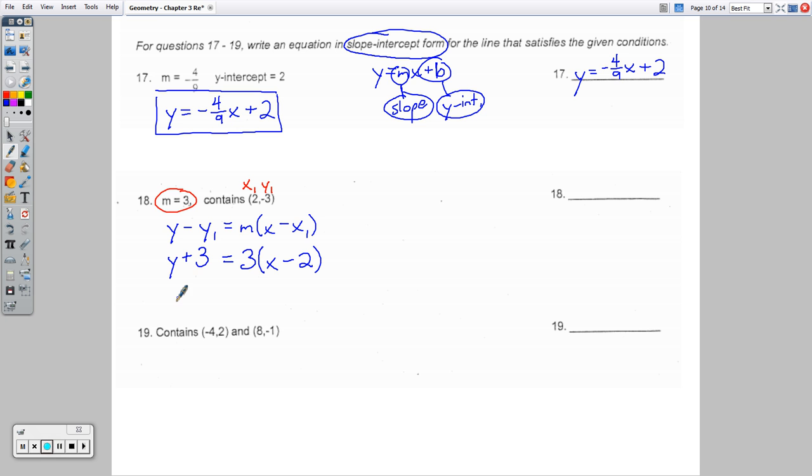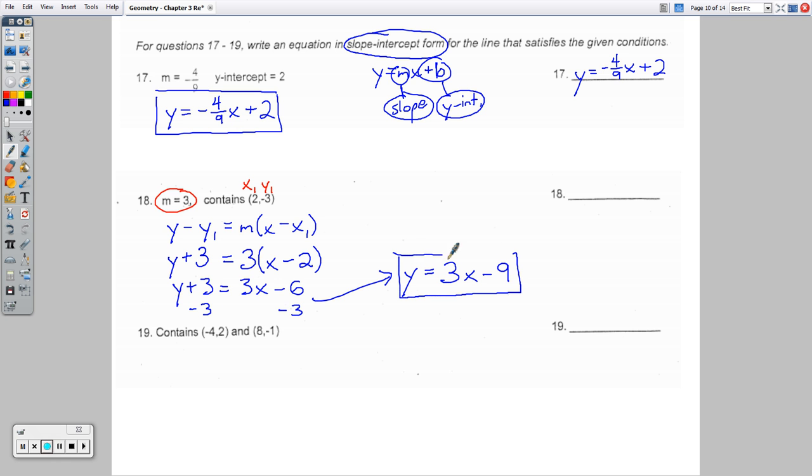If I distribute the 3, that's 3x minus 6, and if I subtract the 3, that will change it so that it looks like slope-intercept form, which is what I'm trying to do, to follow the directions. This would be 3x minus 9 then from there. So you could use slope-intercept form, plug in your x and y value and solve for b as well, and then come back to slope-intercept form and do it that way. But my thought is that point-slope form is easier if you know that.